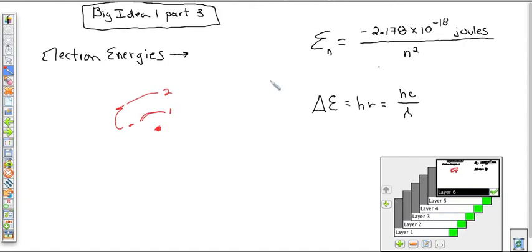And when they drop back, they give off that same amount of energy on the way back in the form of electromagnetic radiation. That's what this is showing us, that particular energy, and this is how you would calculate that particular energy between energy levels. This right here is talking about the change in energy, or the energy change.